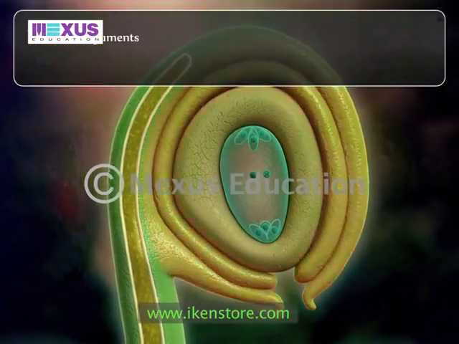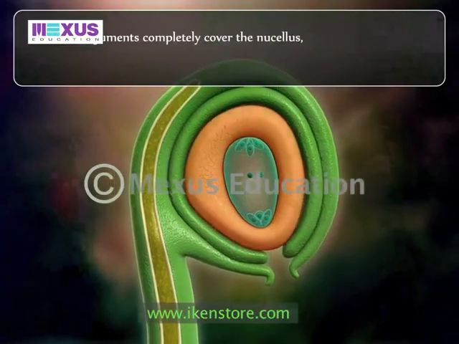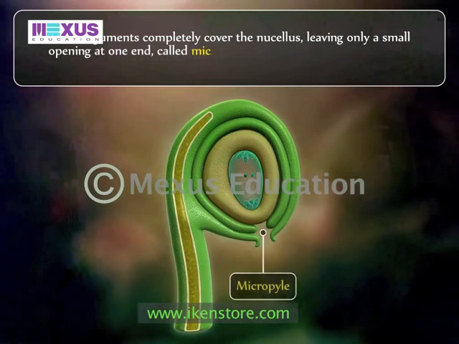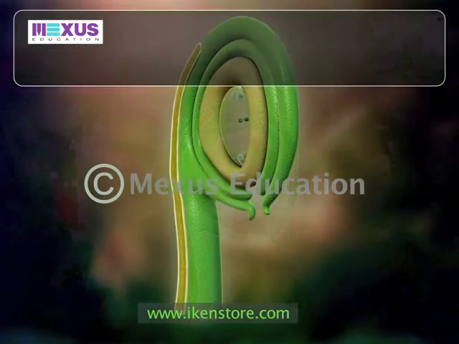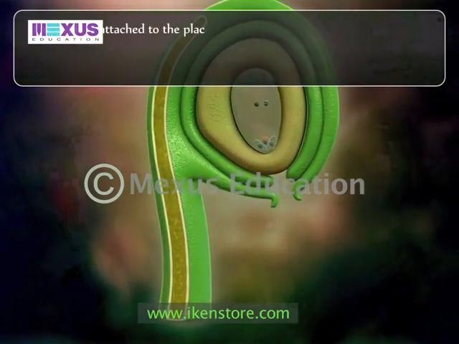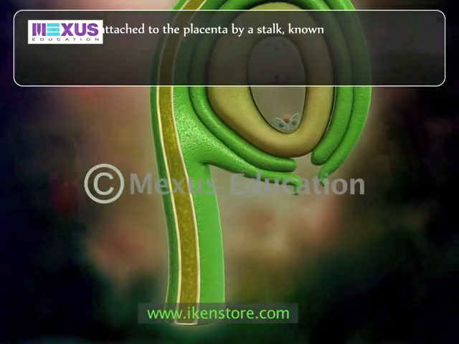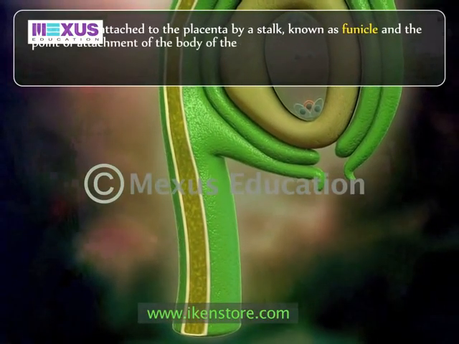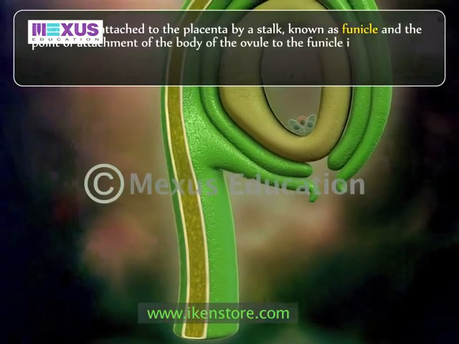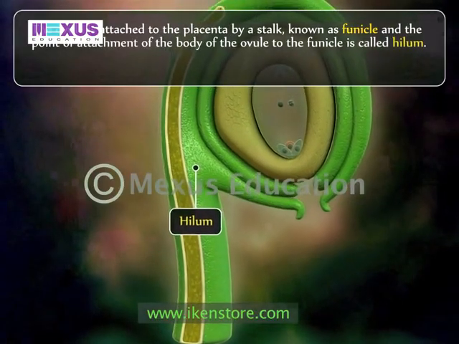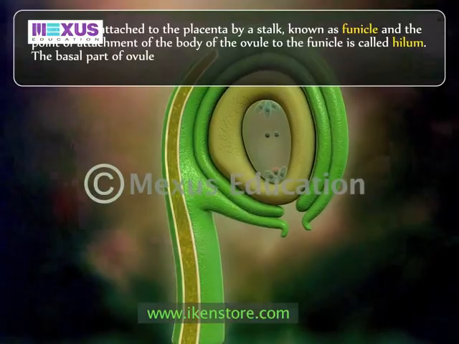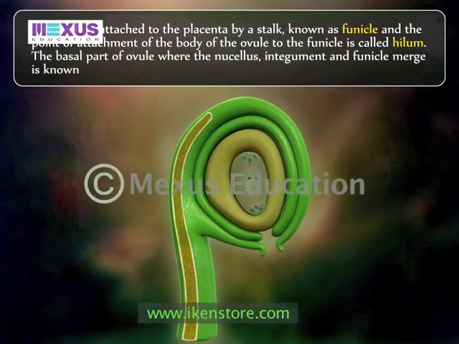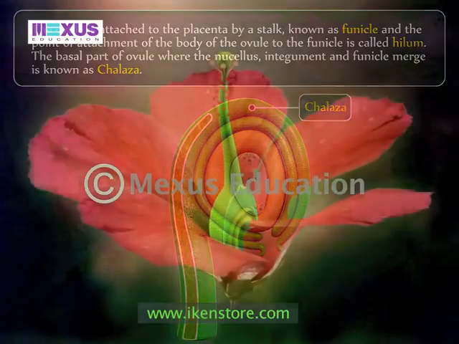The integuments completely cover the nucellus, leaving only a small opening at one end called micropyle. The ovule is attached to the placenta by a stalk known as funicle, and the point of attachment of the body of the ovule to the funicle is called hilum. The basal part of the ovule, where the nucellus, integument and funicle merge, is known as chalaza.